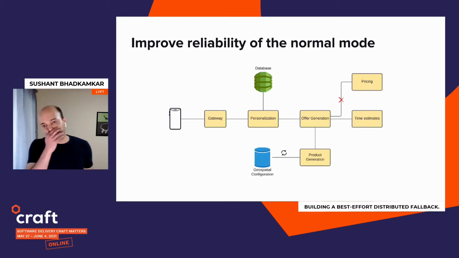So the first thing that we tried to do was improve the reliability of the normal mode of operation. And the way we did that was we injected failures between the different components, as you see here. We wanted to make sure that non-critical components do not affect the critical path of operation, do not cause our system to go down. So we wanted to make sure that each of the components here can handle failures in non-critical components.